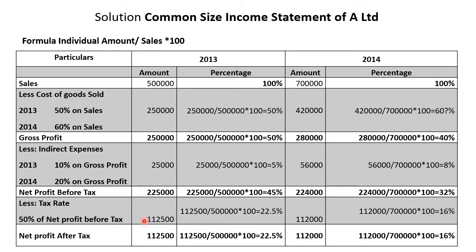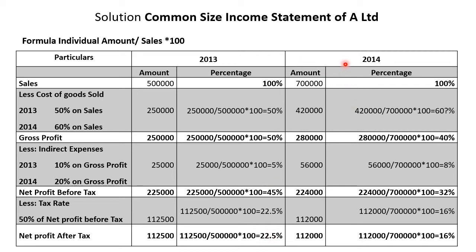Next we'll move on further, that is tax rate. For tax rate, I have calculated the amount. The individual amount is 1,12,500 divided by 5 lakh into 100. I get a percentage of 22.5%. The same percentage will be applicable over here. Hope you're clear. If you have any doubts, you can concentrate over here.